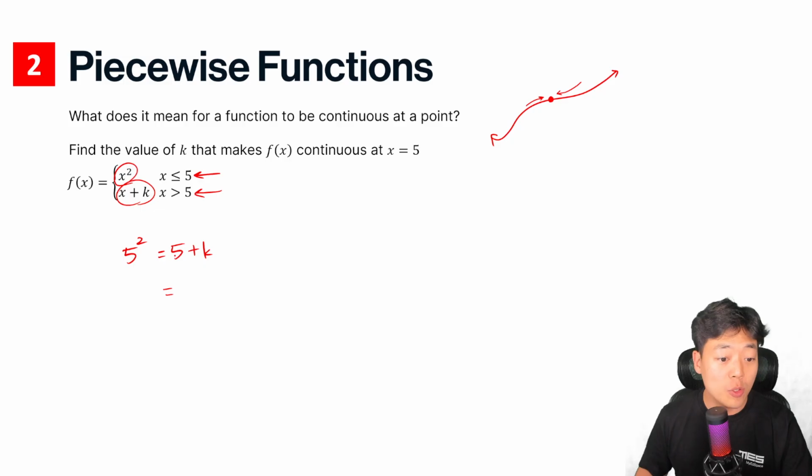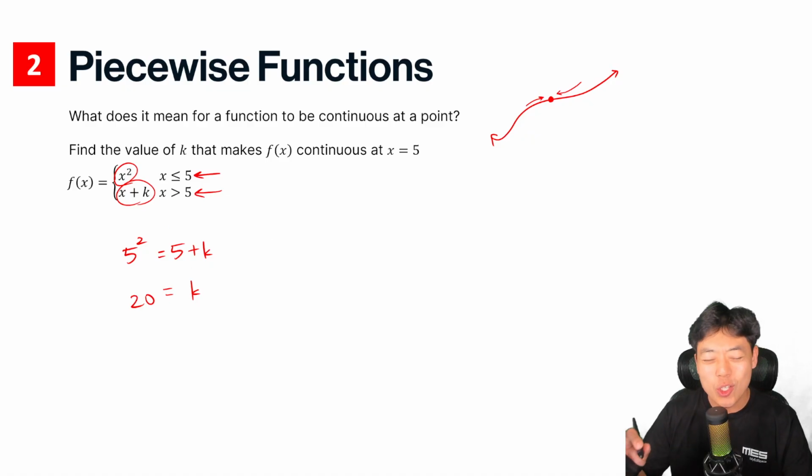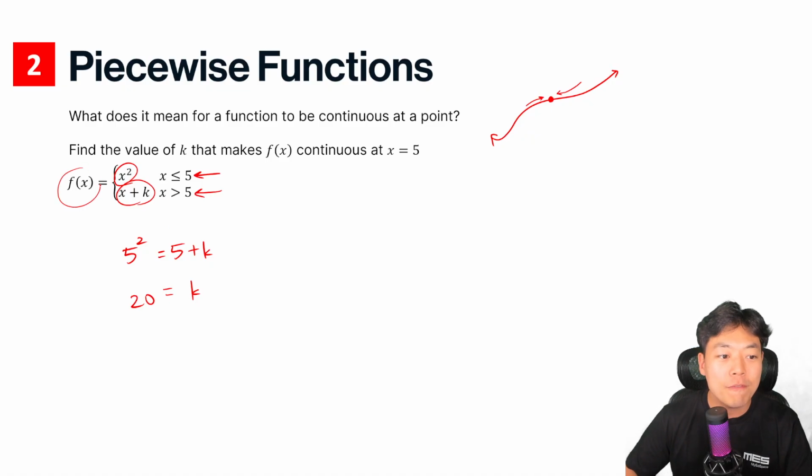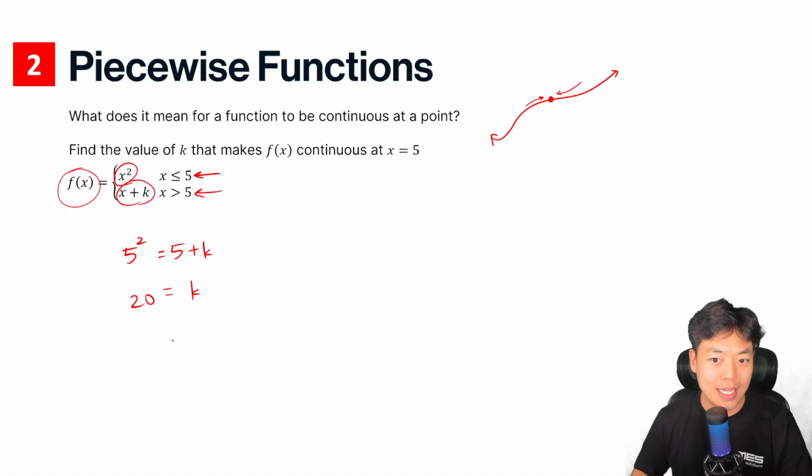5 squared is 25, so if we subtract 5 from both sides, I get k is equal to 20, and if k is 20, that's where f of x will be made continuous at the x value of 5. We know that x squared and x plus k by themselves are already continuous because they are quadratic and linear functions, and they are continuous across a domain of all real numbers. But because we have k equals 20 as this unique solution, the entire function f of x will be continuous at x equals 5.